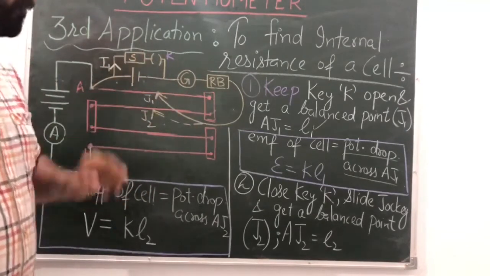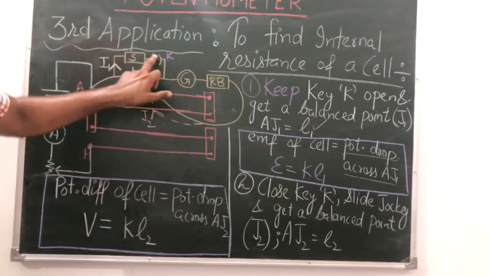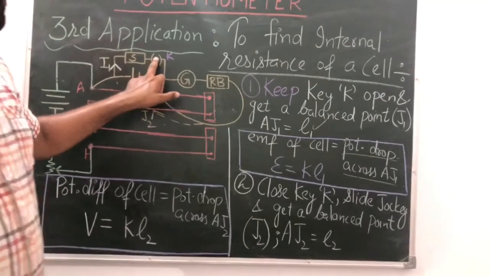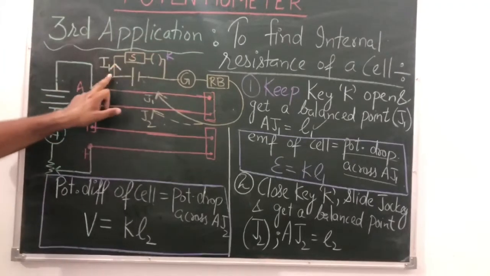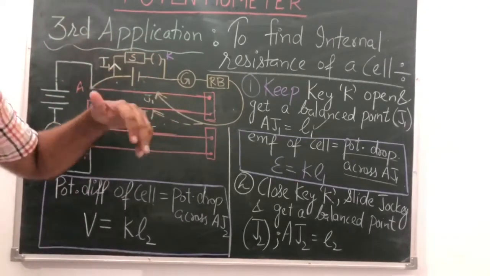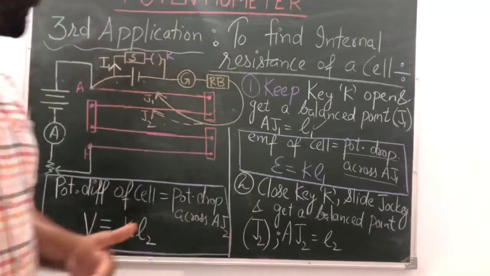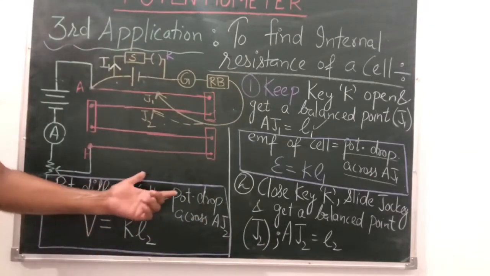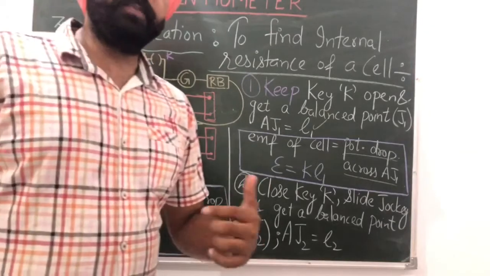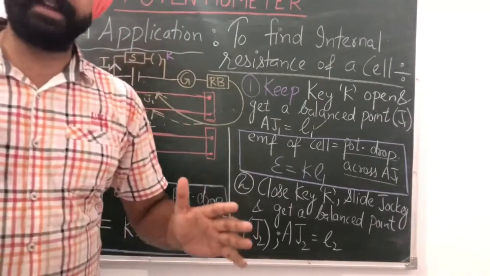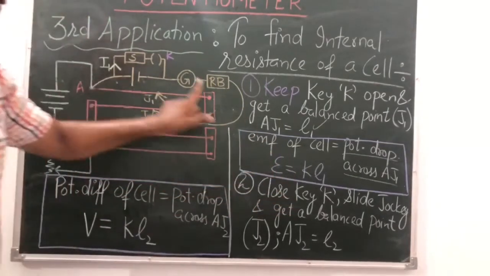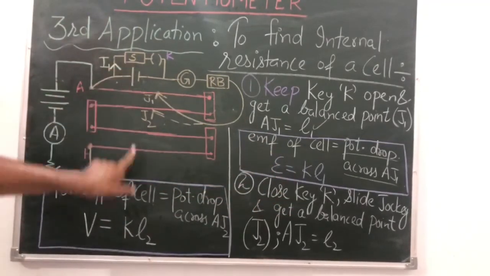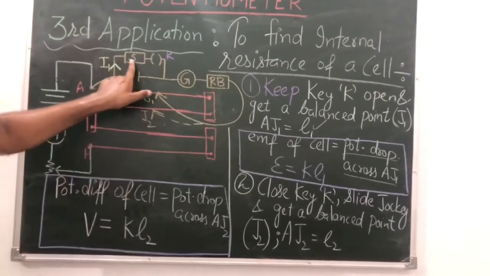This key was opened. But now when you have inserted the key over here, or when you have closed this key, then some current will pass through this shunt resistance. We are supposing that current equal to I1. So now you will be getting the terminal potential difference. Now you will not be getting EMF. That is why we have written V is equal to K into L2. So this was the first equation when the shunt was not there in the circuit. This is the second equation when the shunt is in the circuit.